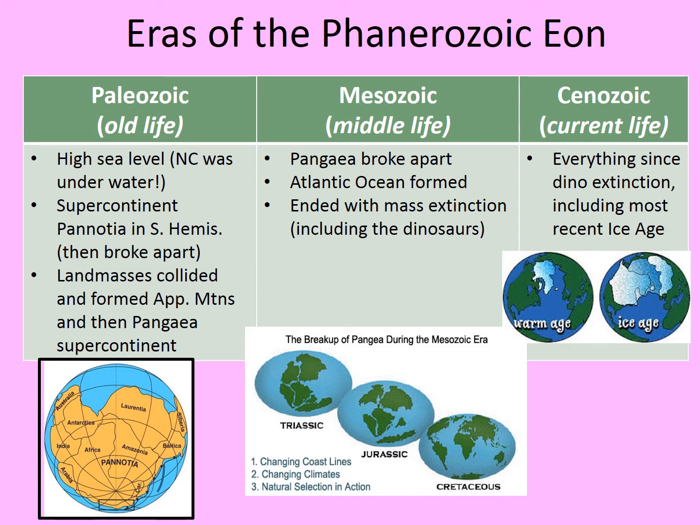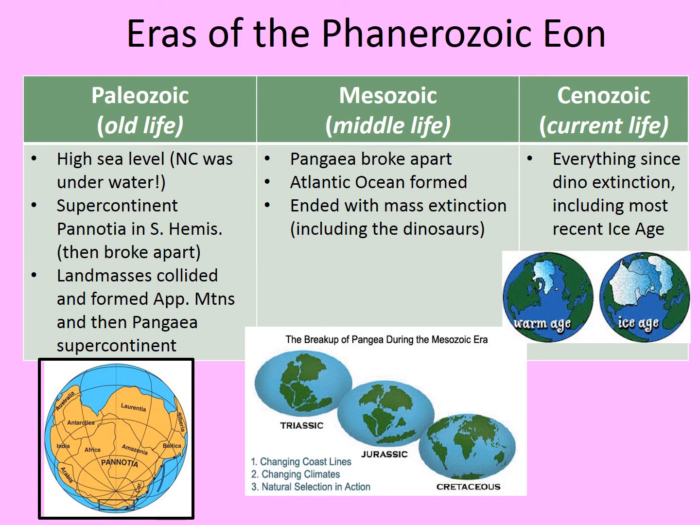So then we go into Earth's different eras of the current eon, the Phanerozoic. So they're all named for type of life. So the old life is Paleozoic, the middle life is called Mesozoic, and the most recent life is called the Cenozoic. So during the Paleozoic era, Earth was covered in a lot more water, including North Carolina. We actually were not above sea level at all. So oceanfront property pretty much started in Tennessee.